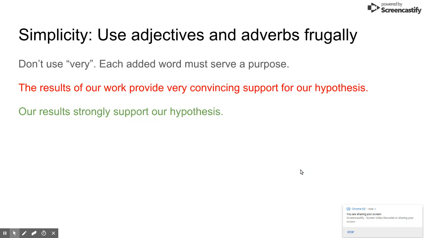And then lastly, use adjectives and verbs frugally. This is my least favorite word to read in a science paper. Just get rid of very. You don't need very. You don't need extremely. Every word that you put into your writing needs to serve a purpose, and very does not serve a purpose. Just pick a better word. So in red, the results of our work provide very convincing support for our hypothesis. Okay? The better version is, our results strongly support our hypothesis. You don't need very to convey the same idea.